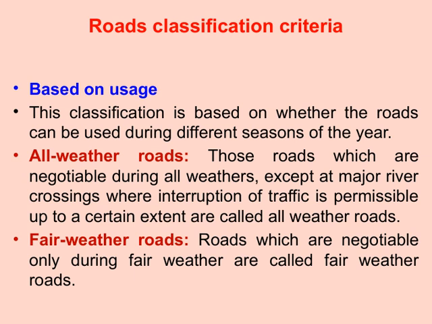Next, we have fair-weather roads. These roads, on the other hand, are only negotiable during good, fair weather conditions. When the weather turns bad, say, during heavy rains or snow, these roads might become impassable or unsafe to travel on. Understanding these classifications is crucial because it influences planning, maintenance, and the development of transportation infrastructure. It also ties back to our overall goal of creating a resilient and accessible road network that meets the demands of different seasons and weather patterns.